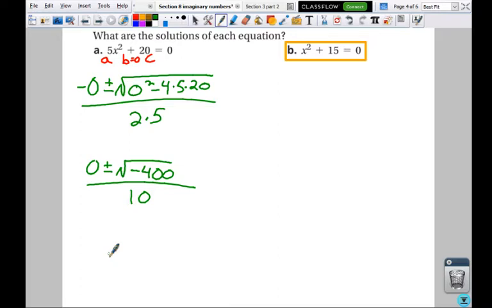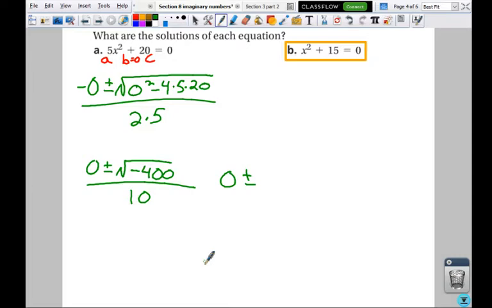Okay, so we're going to keep going through. And I'll pick somebody random. Thomas. Okay, we have a negative inside our square root, right? How do I get rid of that negative inside the square root? So what's it going to look like after I do that? So we're going to go 0 plus minus, then what's it going to look like?